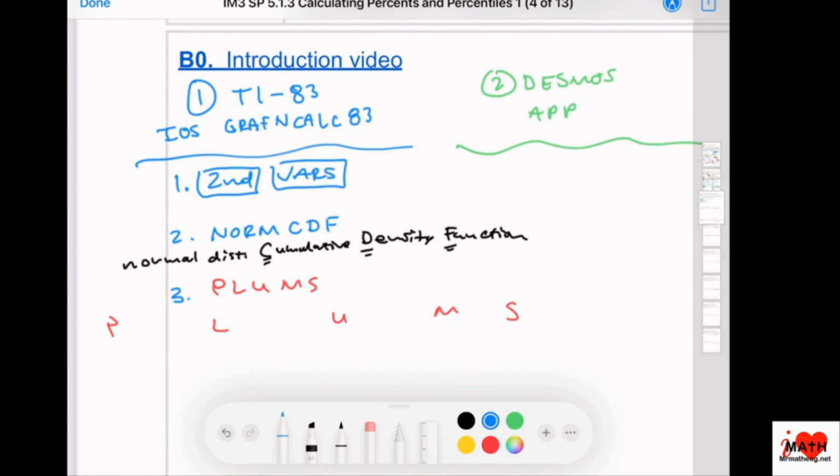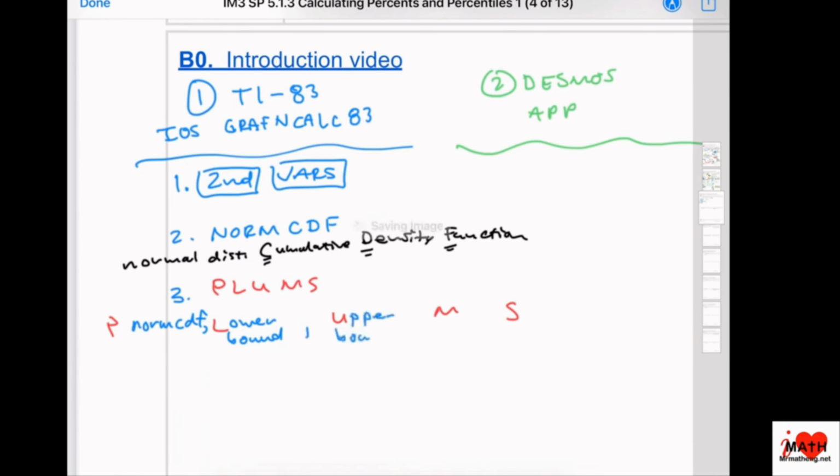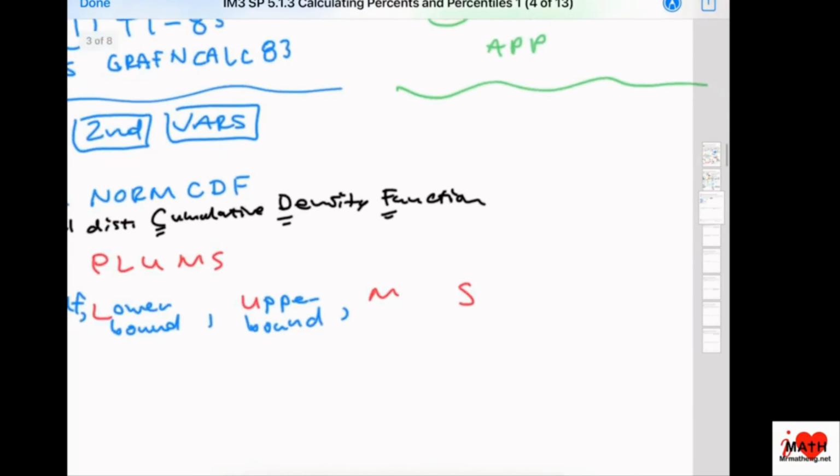Okay, plum stands for: P means the probability, but you will just use normCDF. L means the lower bound. U means upper bound or boundary. M stands for the mean or average, and S stands for the standard deviation.